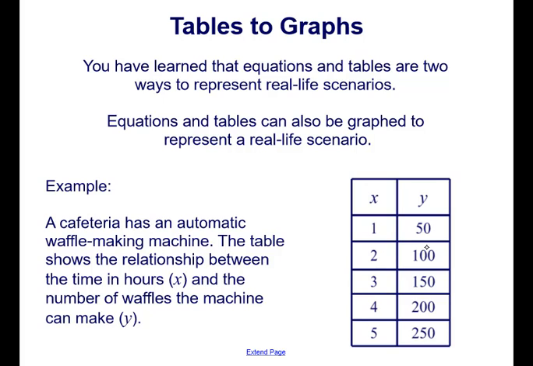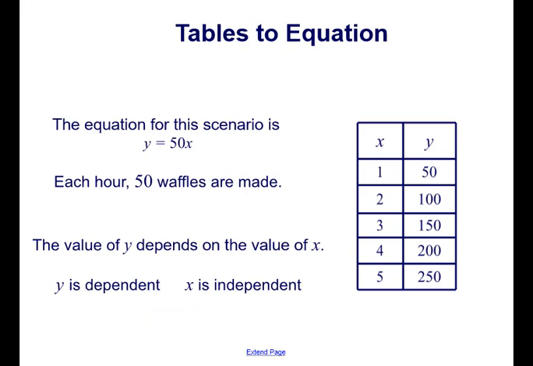In 2 hours, it can make 100. In 3 hours, it can make 150 waffles. In 4 hours, 200. And in 5 hours, it can make 250 waffles. The equation for this scenario is y equals 50x. Each hour, 50 waffles are made.